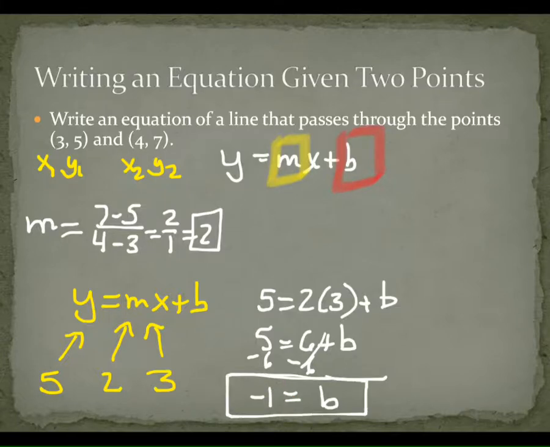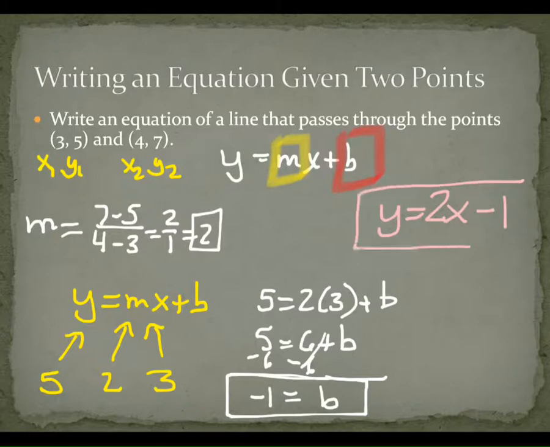Remember at the start of this problem I said you needed two things. You needed the slope and you needed the y-intercept. I have the slope, I have the y-intercept, now I can write the equation. I just plug in the slope and the y-intercept. So it's y equals 2x minus 1, or plus a negative 1. That's the equation of this line.